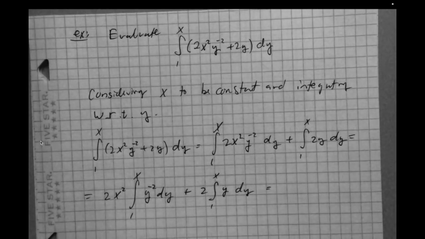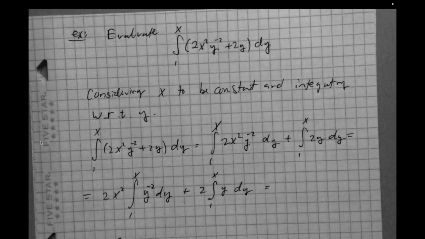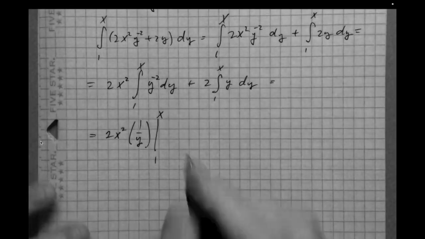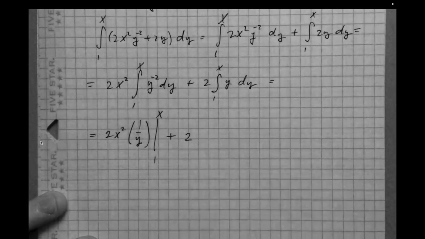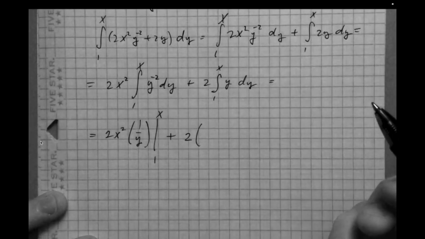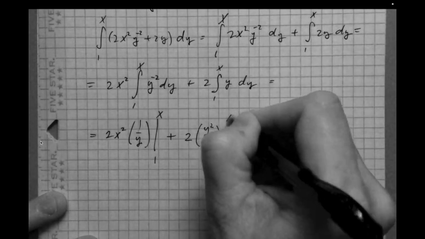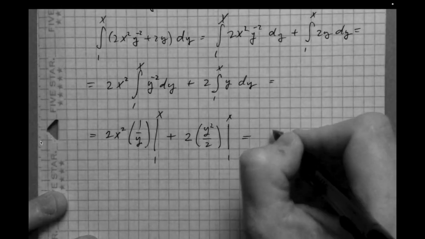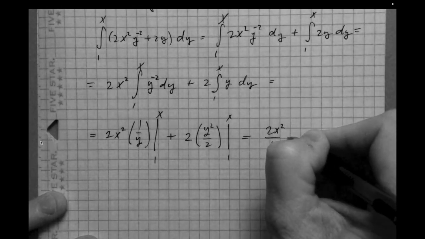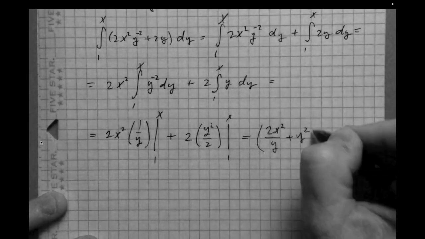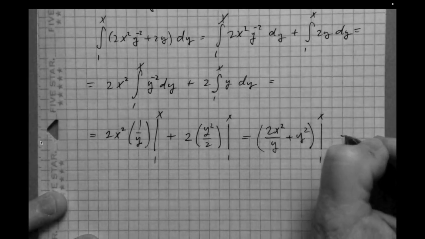Can we integrate these? Yes. This first one is y to the negative 2 power, so when we integrate, this would be 1 over y, and then the bounds are 1 up to x. And the second one would be 2 times, and when we integrate y with respect to y, you get y squared over 2, again from 1 up to x. So let's consolidate that: 2x squared over y plus y squared, and then the bounds are 1 up to x.